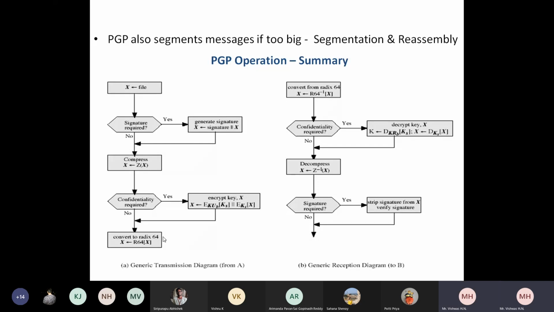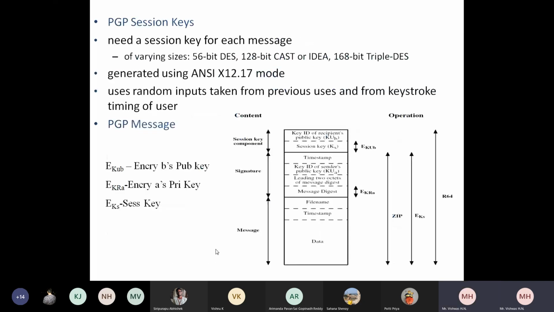Okay, so this is the summary of PGP operation. PGP session keys, I've already told you yesterday what session keys are. You need a session key for each message. So for every transmission, you generate a session key. It's a symmetric key. For encryption and decryption, you'll be using the same key.